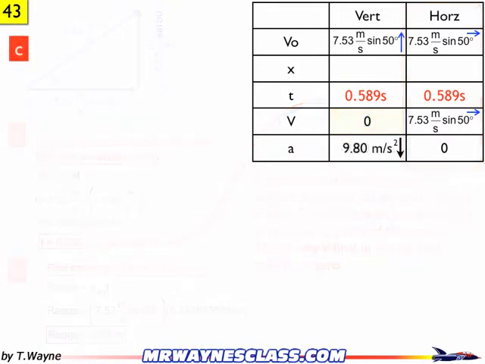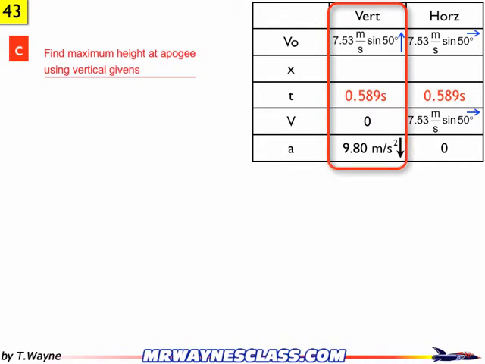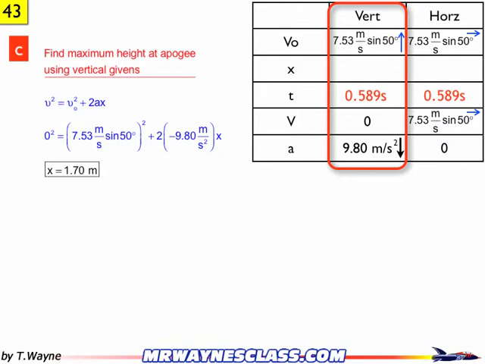Part C asks me to find the maximum height at apogee. That means I'm finding it at apogee. To do that, I'm going to use just the vertical givens because I'm talking about a vertical distance. If I look at my givens, I can use a couple of different equations, but I'm going to use v squared equals v naught squared plus 2ax because that uses the givens out of the problem and not a previously calculated value. Putting in my numbers, I get 0 squared is equal to 7.53 meters per second sine 50 degrees squared plus 2 times negative 9.8 meters per second squared times x. Solving for x, I get the height to apogee, or the highest point the dog will jump to, as 1.70 meters.